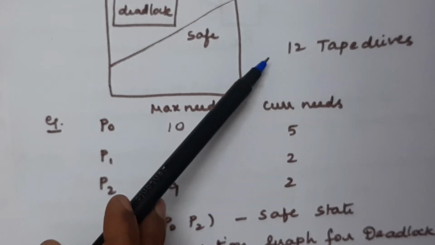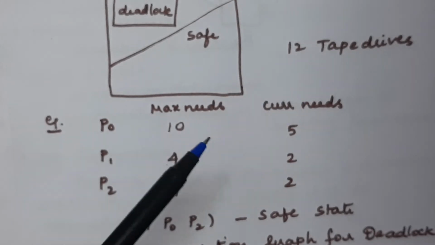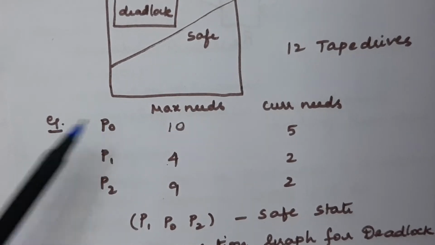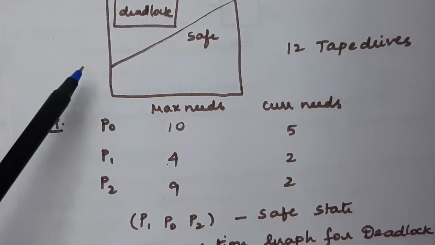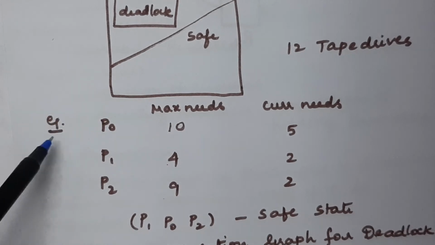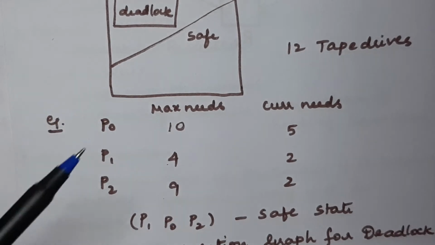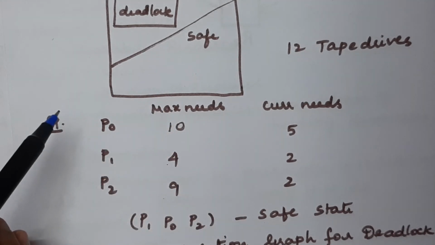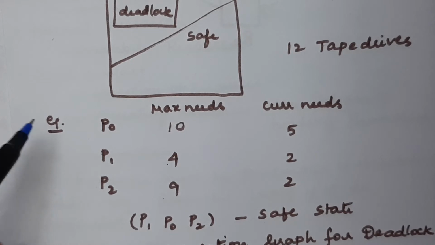So among these 12 tape drives, how are we going to split the tape drives among these three processes? In which sequence do they have to be executed? That is another thing. So how we allocate the resources is the first step to be noted, and the second step is in which sequence the processes have to be executed.